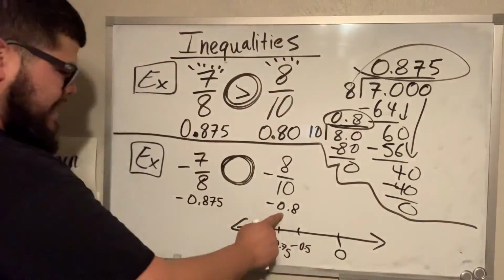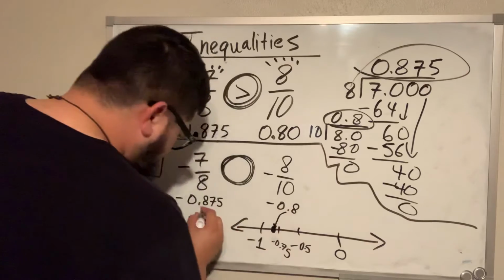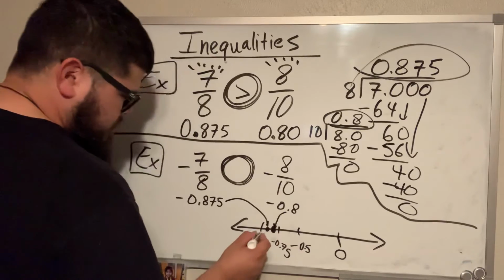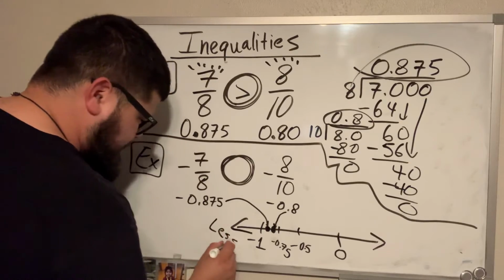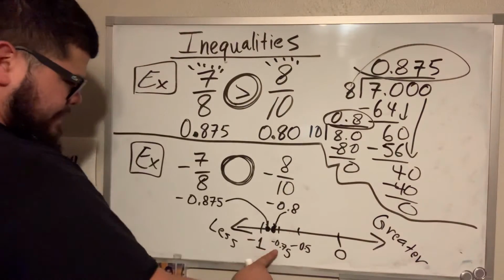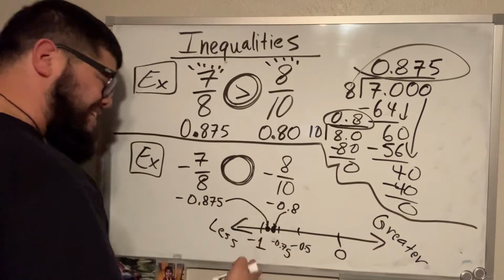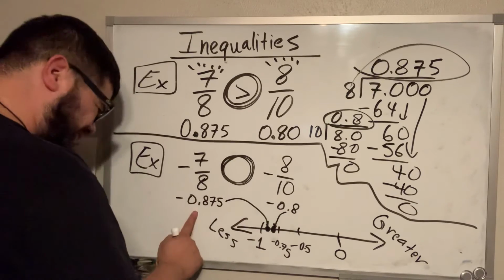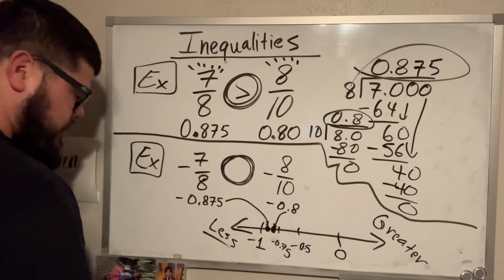And so we can clearly see that -0.8 is about right here, and -0.75 is a little bit closer to -1. Okay, we can see that. And remember, if the number's more left, it's more less. If it's more right, it's greater. And so we see that -0.8 is actually more to the right, which makes it greater. So this one's greater than this one. That means this is more to the left, right? -0.875 is more left, which means it's more less.